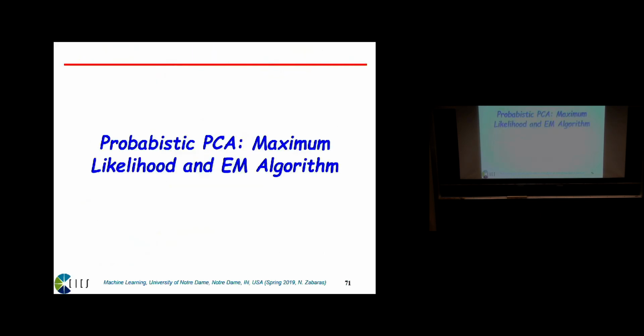All right, so let's move to probabilistic PCA. And I think we already discussed the fundamentals. So I am going to go a little bit fast until we reach the point where we have to train the system with maximum likelihood.